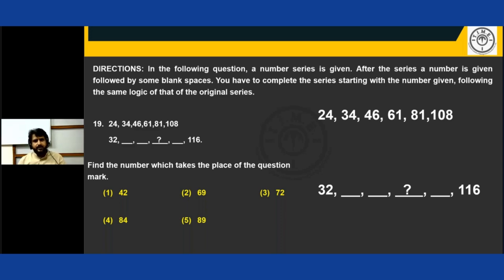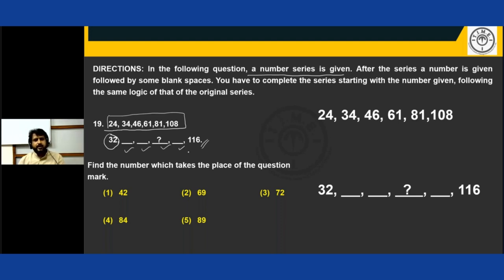So first read the instructions. In the following question, a number series is given. After the series, a number is given, followed by some blank spaces. You have to complete the series starting with the number given, that is 32, following the same logic as that of the original series. So whatever logic is applied in the original series, we need to apply the same logic here.